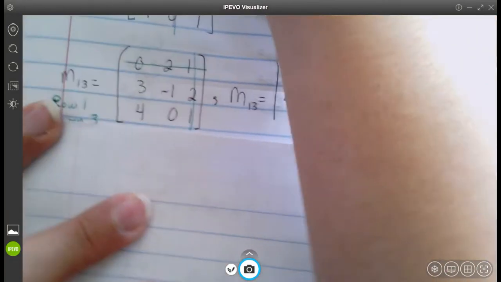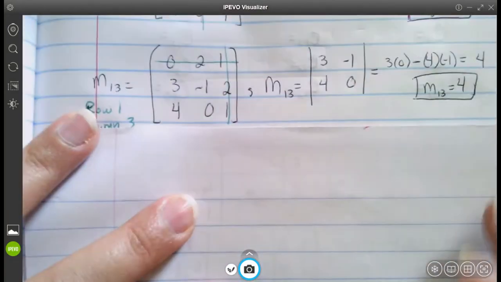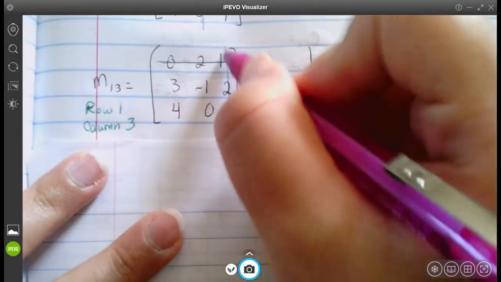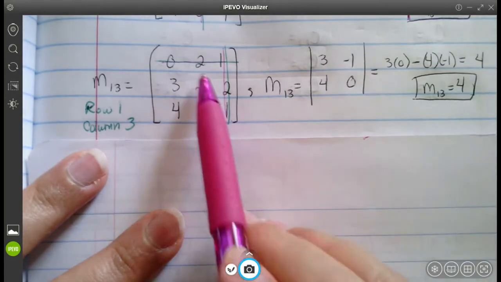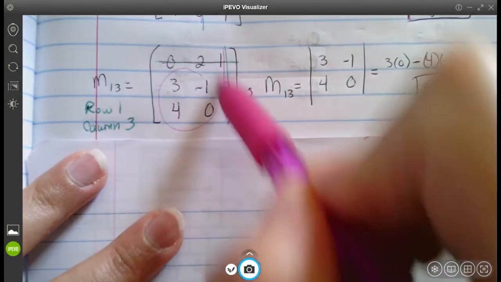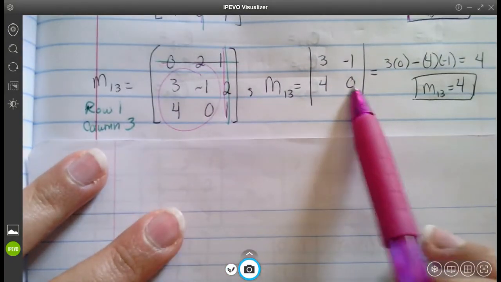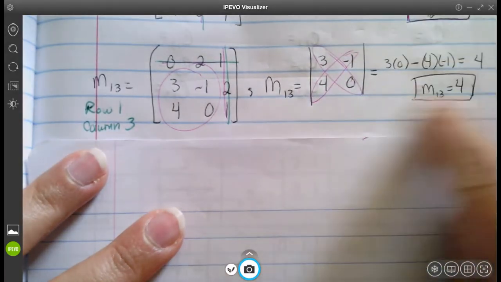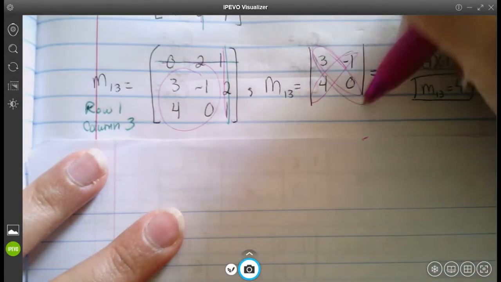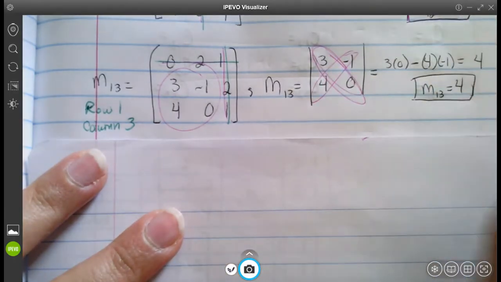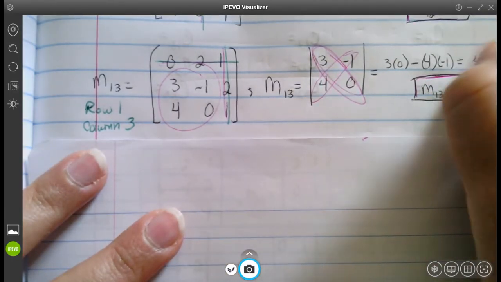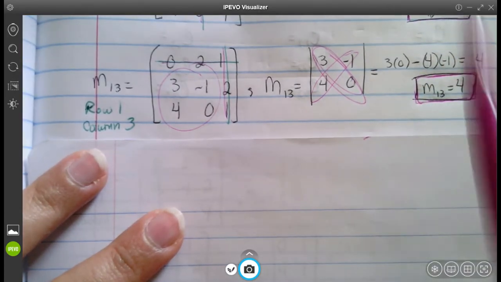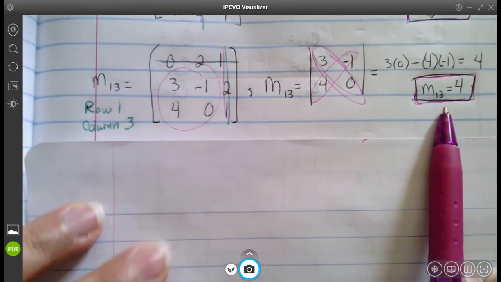That's another little process. So here's M13, same thing. We're going to cross out row 1, column 3. Here's our brand new little mini matrix. Write it out. Find the determinant. So multiply, multiply, subtract. Make sure you do it in order. So this one has to go first. Okay. And we get M13 is equal to 4. Okay, so far these are all the minors that we're finding.